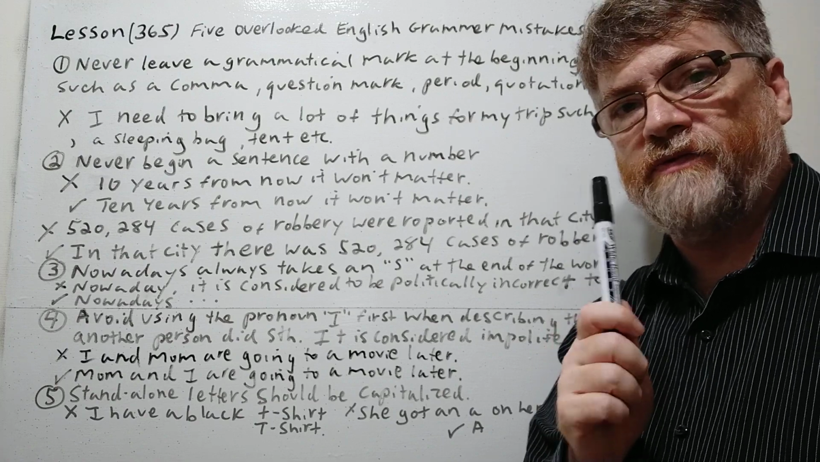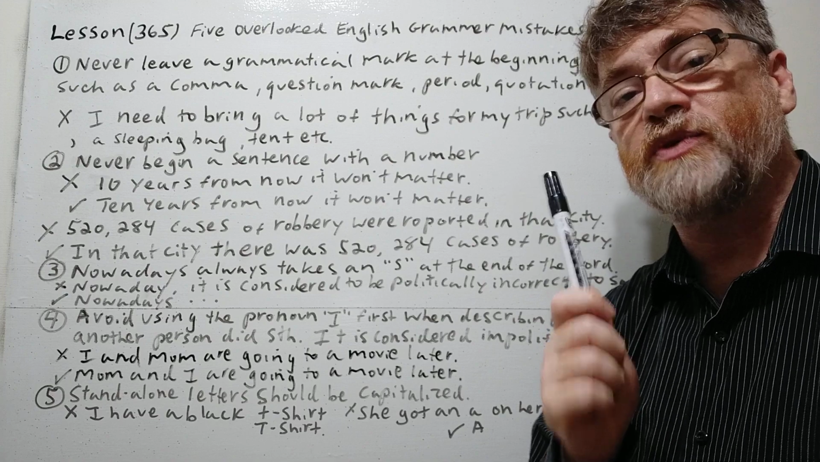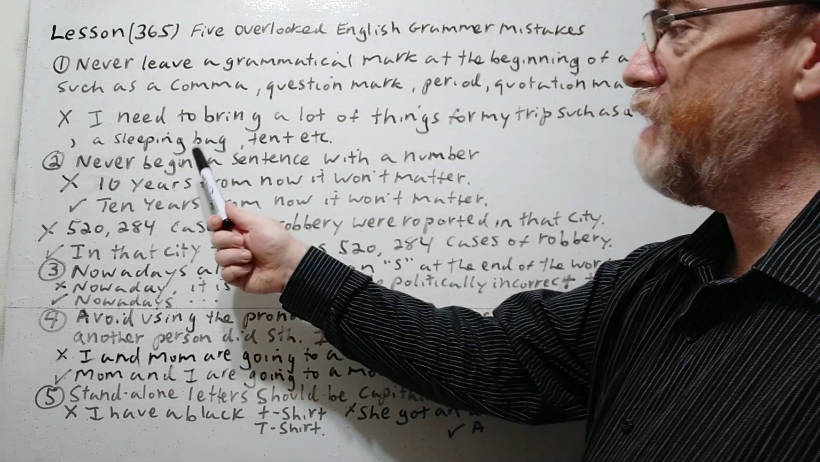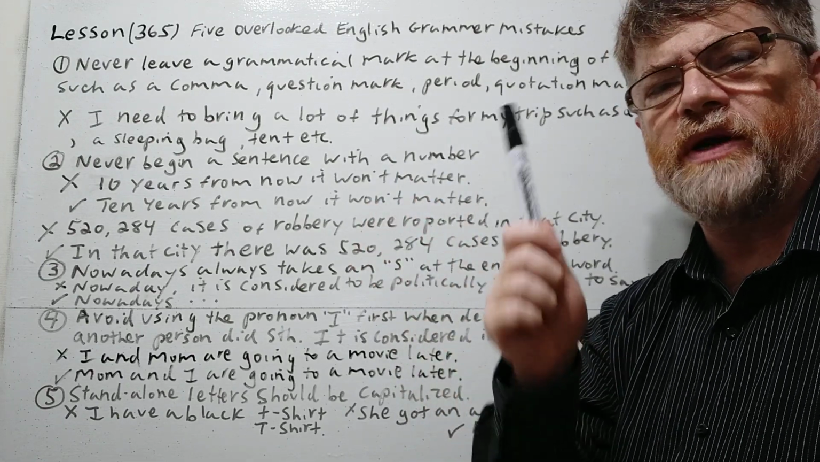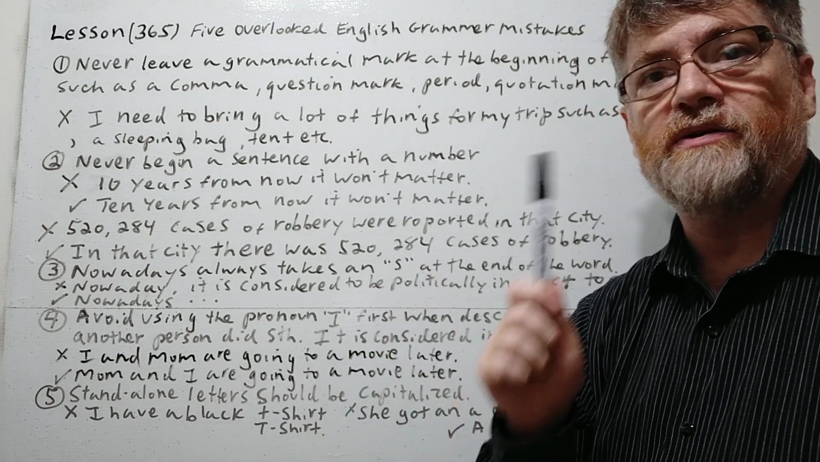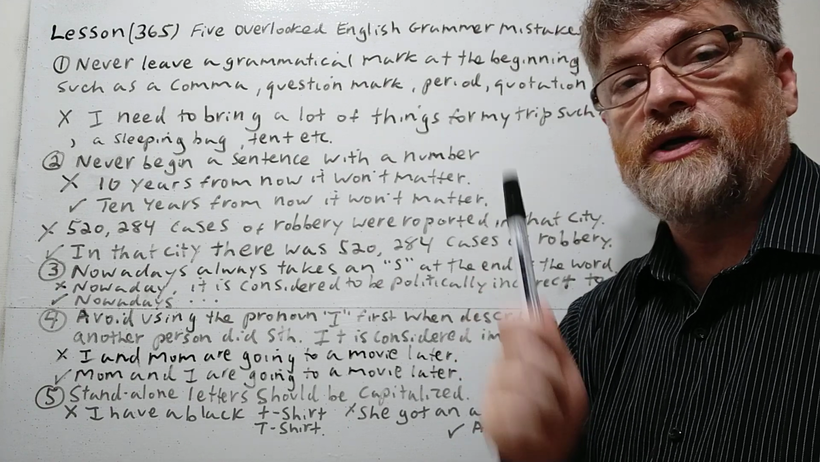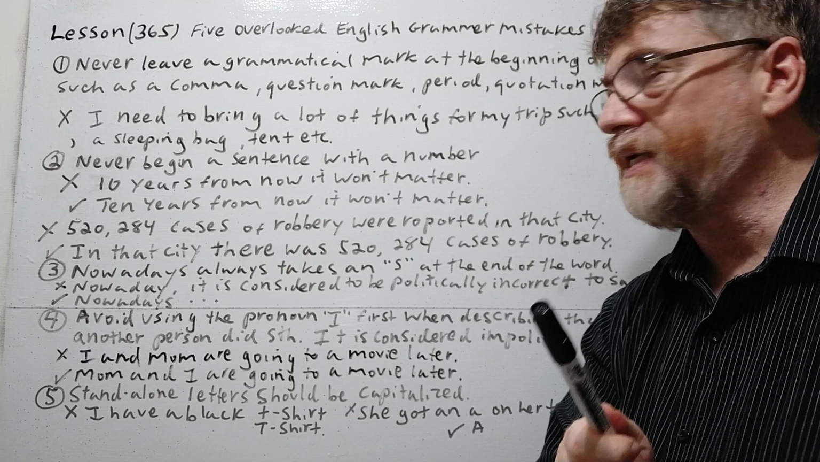This one I actually did a video on by itself, but it's worth repeating here. This is a common one, and this is one that I have caught native speakers doing. They never begin a sentence with a number. I remember when I first started looking at it, instinctively I said, well, that doesn't seem right. So I had to look it up and check it out. And in fact, it is a grammar rule. You're not supposed to put a number as the first word in a sentence.